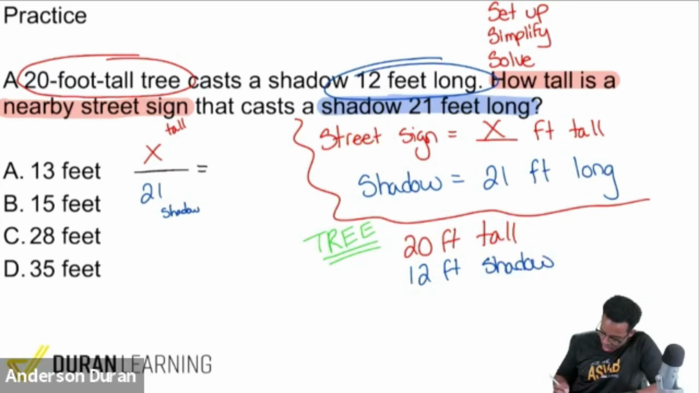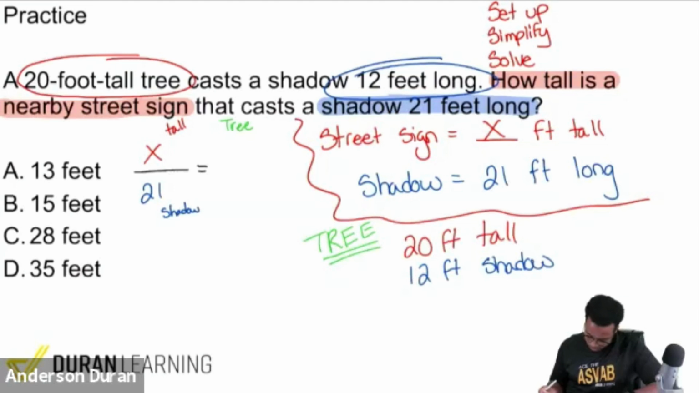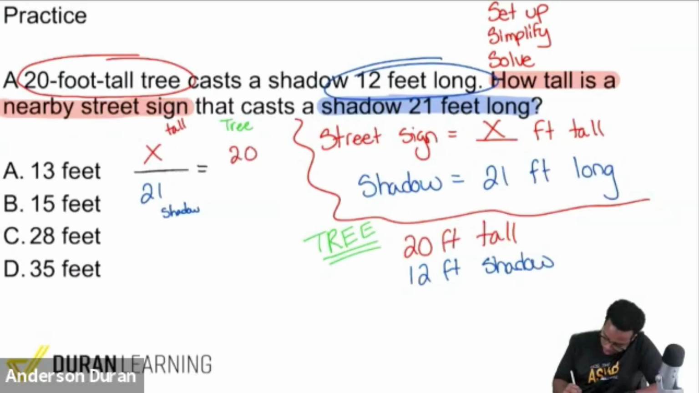equals, and then you see here with this one, we got for the tree, let me just write the tree up here. Or excuse me. Yeah, the tree right there. We're good. And that's going to give us 20 right there for how tall it is.